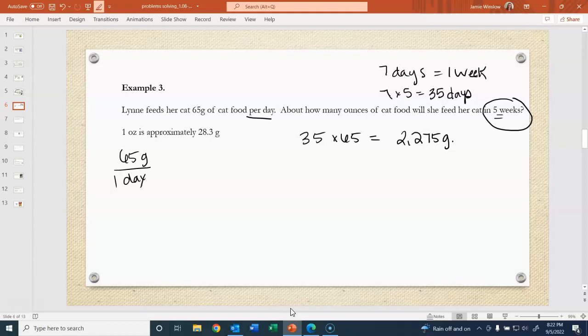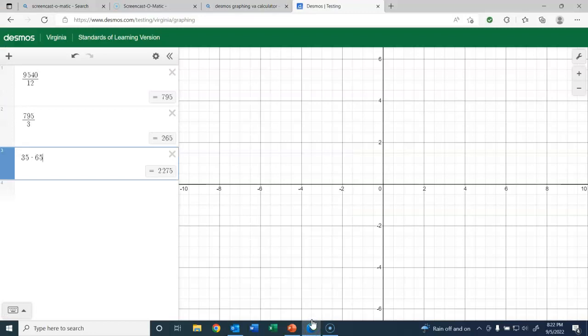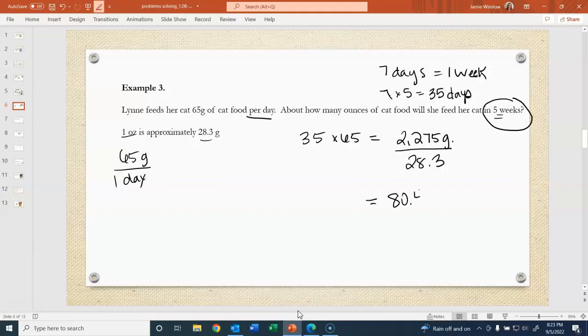of cat food. But we don't want grams, we want ounces, and it says that 1 ounce is approximately 28.3 grams. So if this is the total grams and we know 1 ounce is this, all we have to do is divide by 28.3. Let's see what that is. 2,275 divided by 28.3. 80.388. So it doesn't say what to round to. So let's just round, what do you think? 10th place. So 80.4 grams.